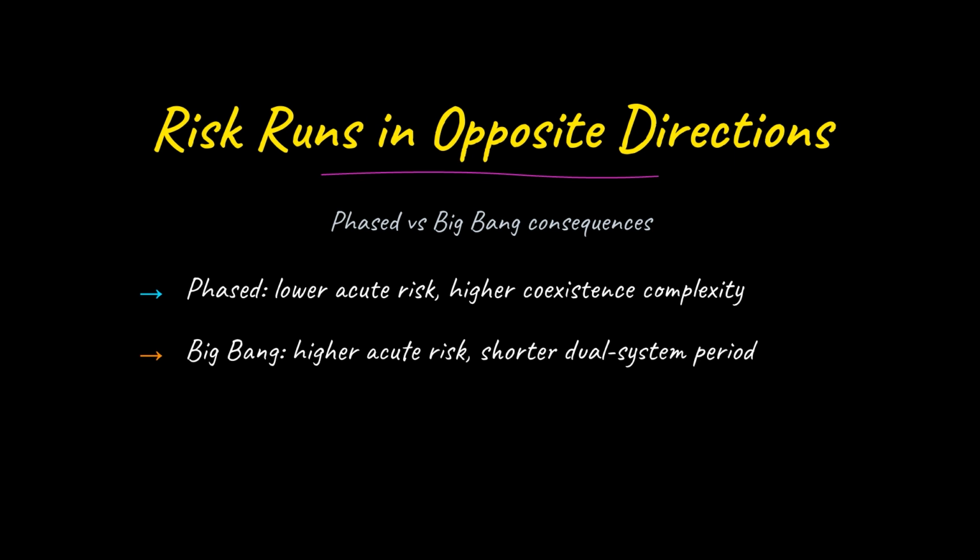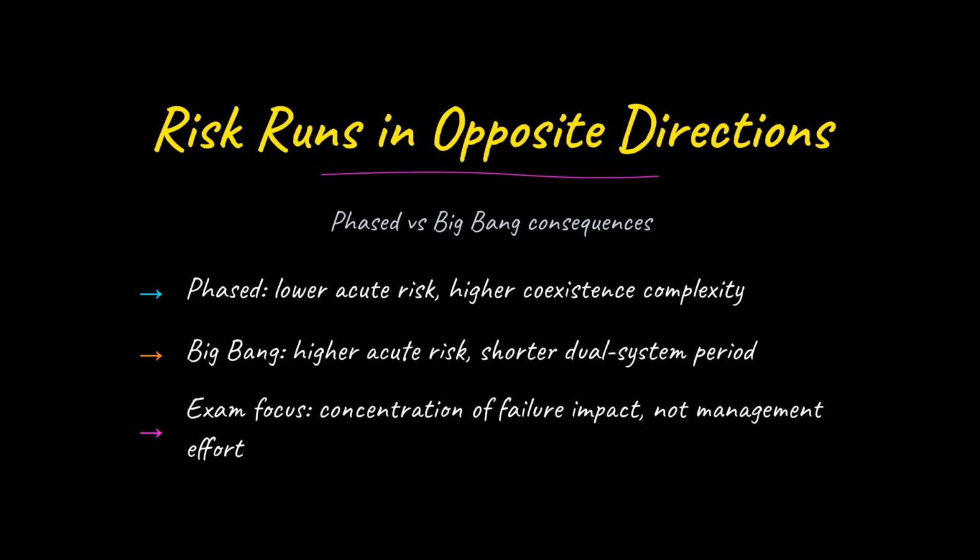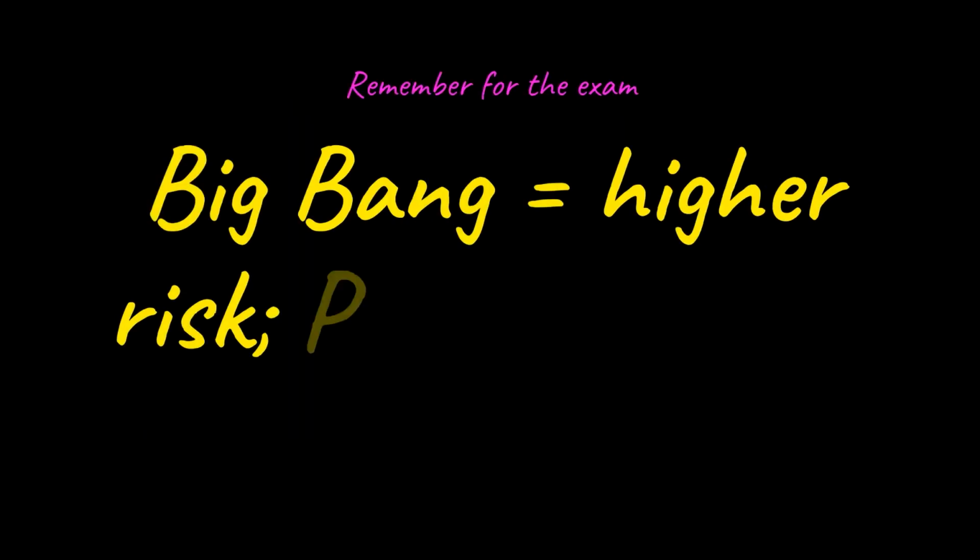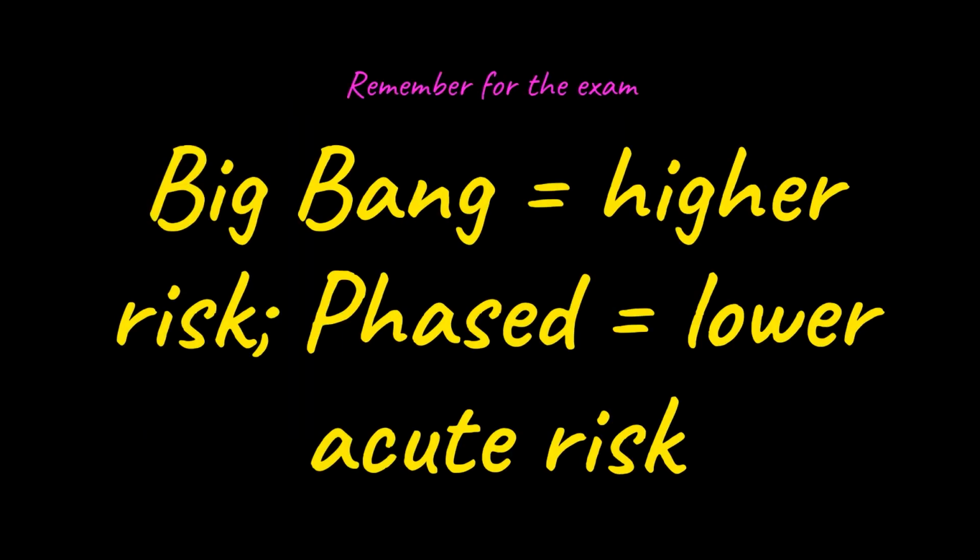Big Bang eliminates the coexistence burden quickly, but any single failure hits all users at once. That concentration is why Big Bang is classified as the higher risk approach. Students sometimes assume phased projects feel harder to manage and therefore carry more risk. But the relevant dimension is blast radius, not complexity. When a stem asks which strategy carries higher risk, Big Bang is the answer because failure impact is fully concentrated at the moment of cutover.